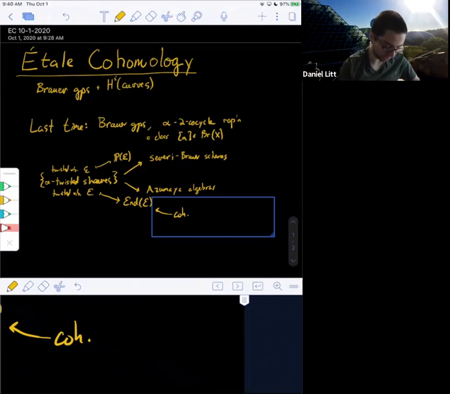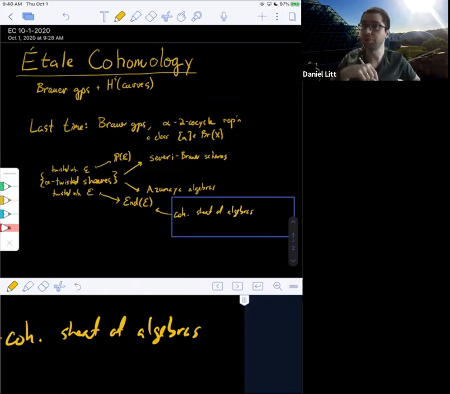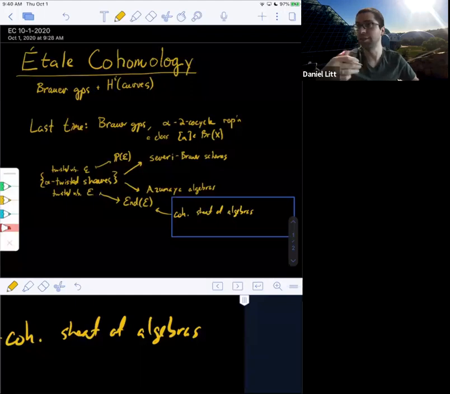So this End(E) is a coherent sheaf of algebras. And it, moreover, is an Azumaya algebra, which means étale locally, it's isomorphic to a matrix algebra. Right? In other words, the endomorphisms of a trivial vector bundle. And that's just because an alpha twisted vector bundle is étale locally a vector bundle.